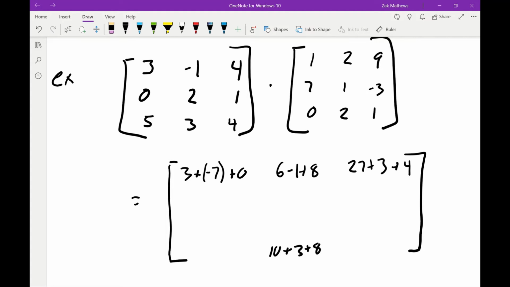Continuing to jump around for no reason other than illustrative purposes, I'm going to move to this cell next. Well, this cell is in my second row, third column. So I'm going to take my second row and my third column, and I'll multiply those together. I have to start at the beginning. 0 times 9 is 0. 2 times -3 is -6. And 1 times 1 is 1. And that would be that cell. Let's do one more random jump. We'll come right over here. This is the third row, first column, so I need to be using my third row, first column. 5 times 1 is 5. 3 times 7 is 21. And 4 times 0 is 0.